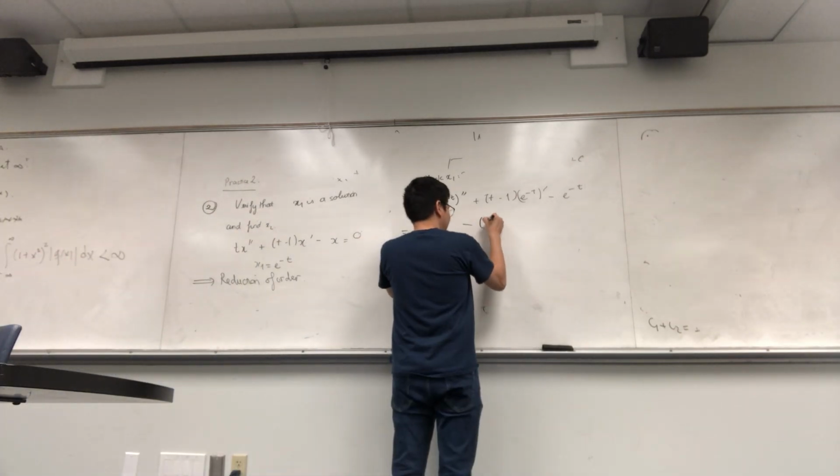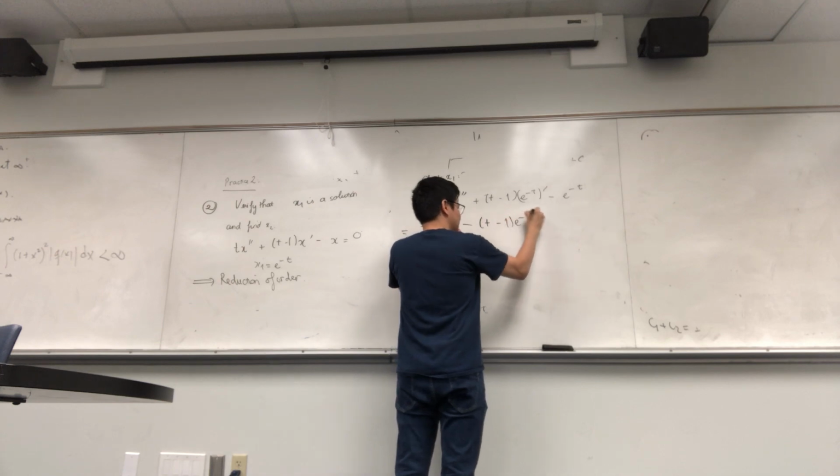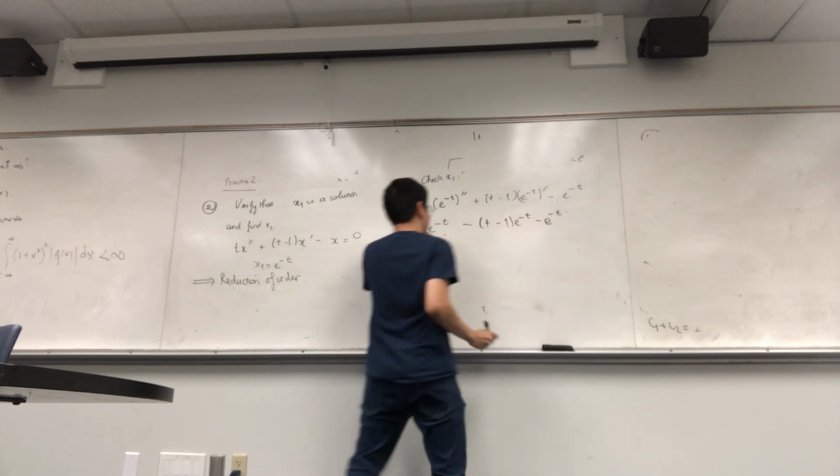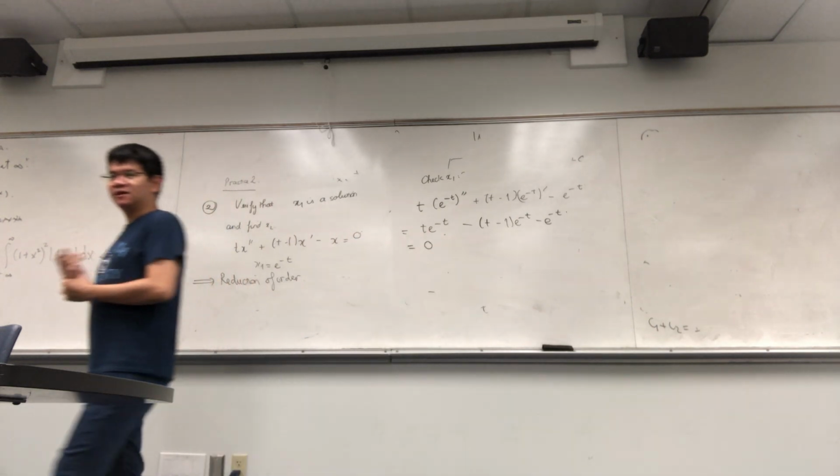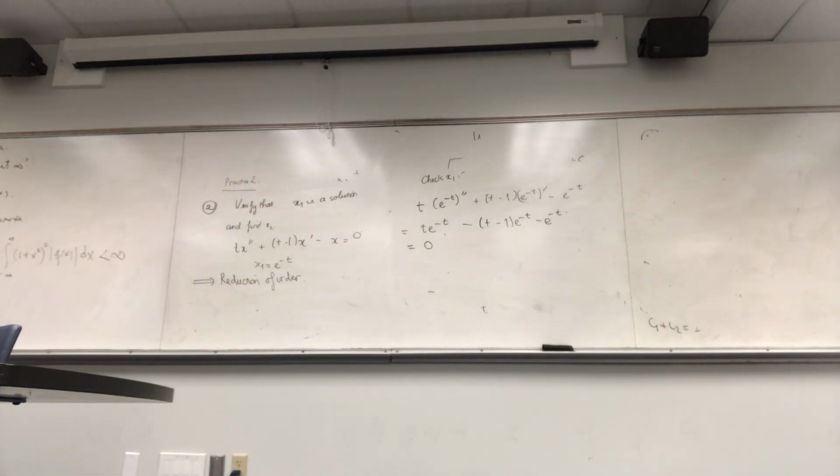So now you have minus 1 e to the power minus t minus e to the power minus t. And this is 0. All right? So the first step is always the easiest step because you have to put the solution into the equation and you check that this is 0.